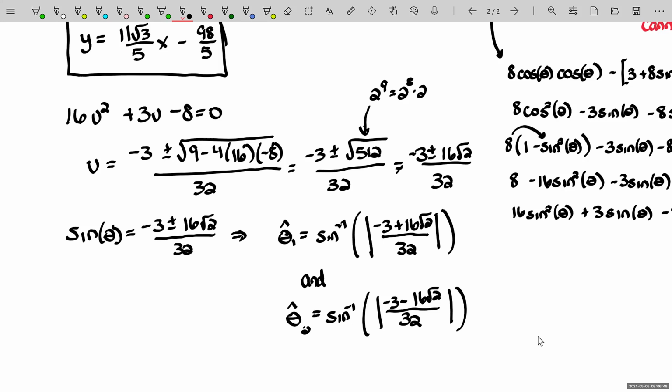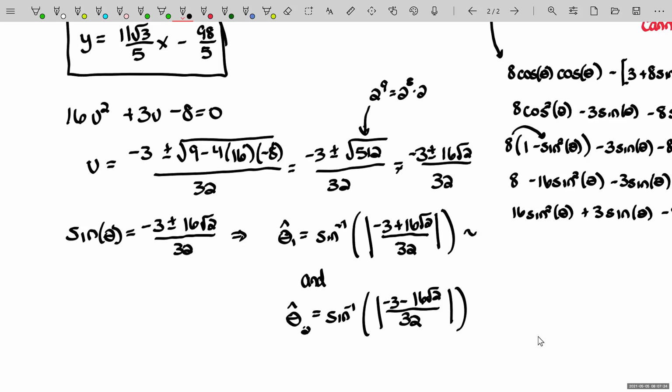I'm going to do this in radian mode. So let me just switch over to radian mode here. And let me clear my screen because I don't need that. And I'm going to do the sine inverse on my calculator. Sorry, at this point it's just listening to me mumble about this. But see, -3 plus 16 root 2, and the numerator, and divide that by 32.